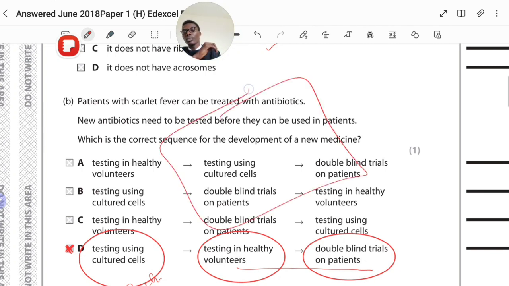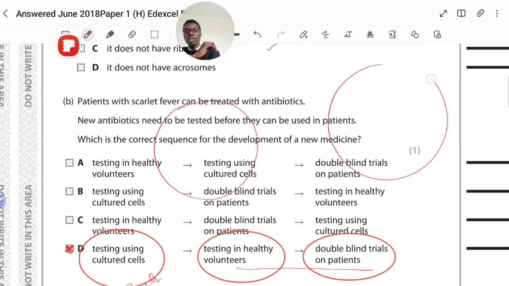We have two groups of patients like this. Patient group A, patient group B. They both have the disease, so they have scarlet fever. So you will give the real drug you're trying to test to one group. The other group gets the placebo.